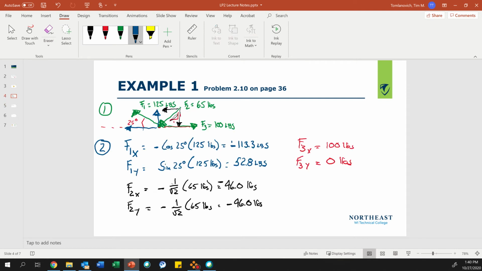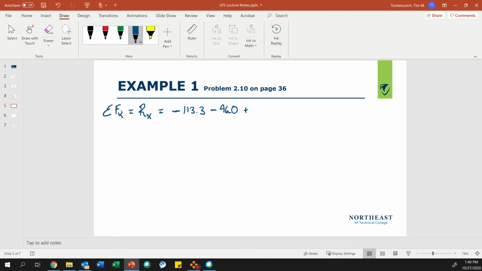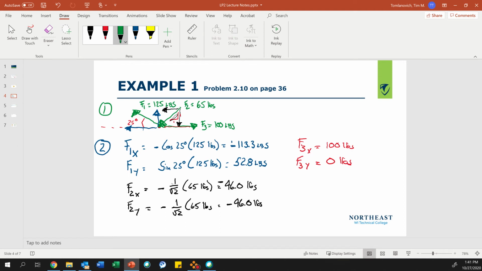Plus, I'm sorry, what was it again? 100 pounds. Plus 100 pounds. And that equals, all right, so 113.3 plus 46. So that's a negative 159.3 pounds. So I'm going to subtract 100, and that equals a negative 59.3 pounds. That equals the resultant of the x forces. Okay, now we're going to sum the forces in the y direction, which equals the resultant of the y directions. So F1y is 52.8 pounds.